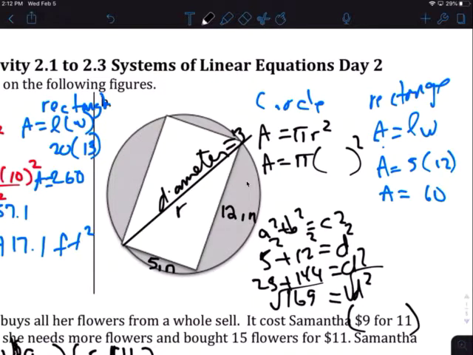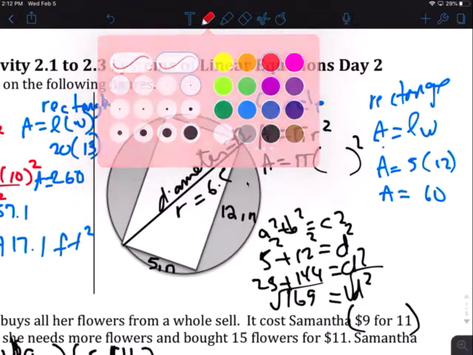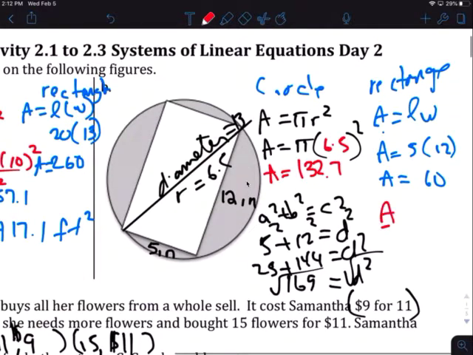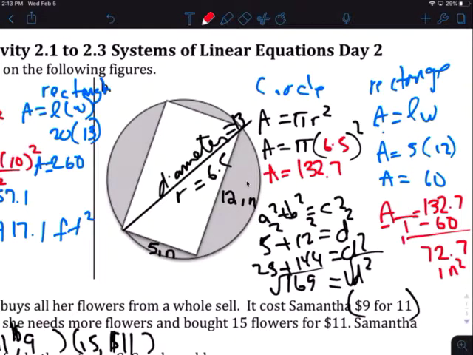Diameter 13, radius is then 6.5. So we put 6.5 as our radius here. We square it, use a calculator, and you should get the answer of 132.7. Subtract for total area: 132.7 minus 60. You have that equal to 72.7 inches squared as your total area.